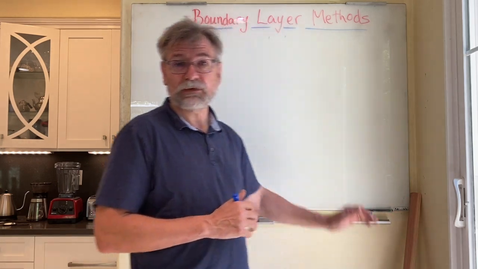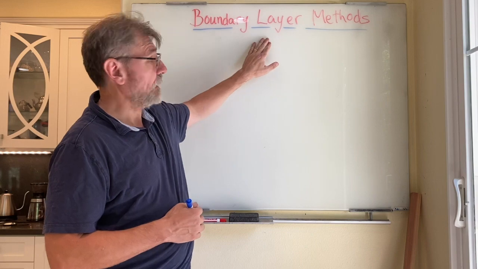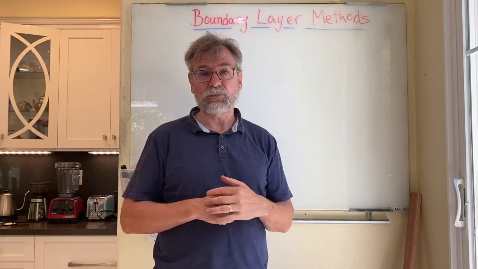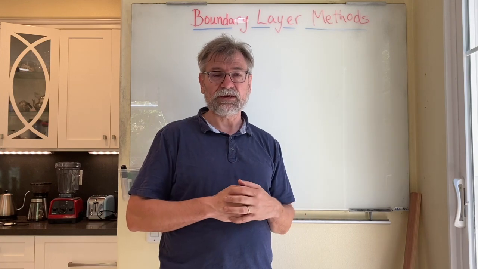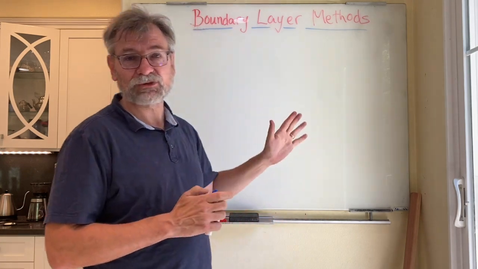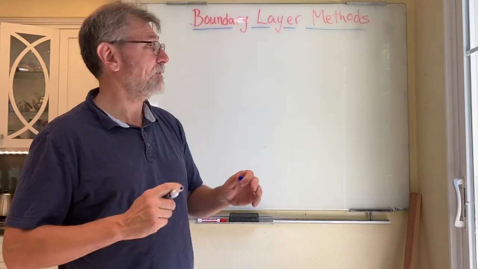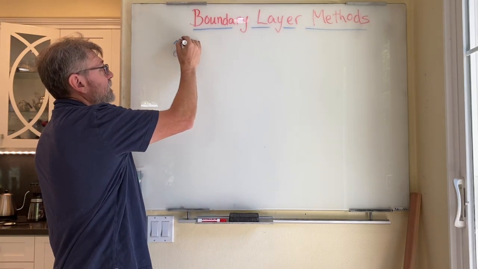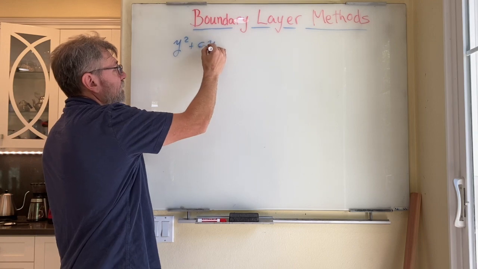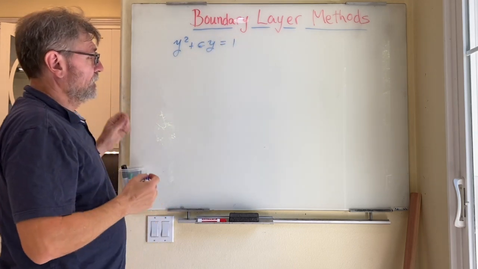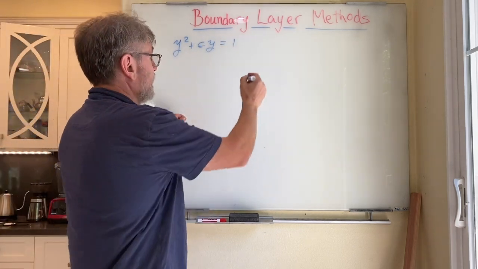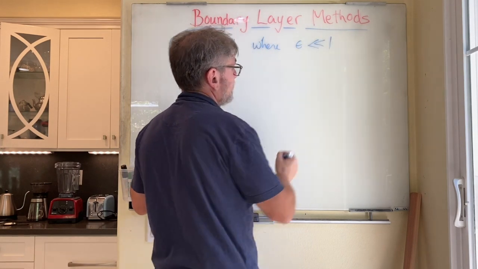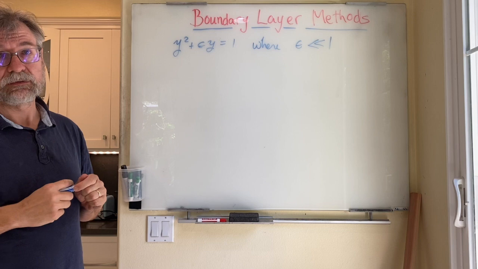And so boundary layer methods is a way to come up with a hierarchy of equations that we can solve and that might help us learn about the physics that we care about. Anyways, now we're just going to do a math problem, and I'm going to put down an equation. Let's say we want to solve this equation, y squared plus epsilon y equals 1. And we're going to imagine where epsilon is a very small parameter, much less than 1, so it's a tiny parameter.